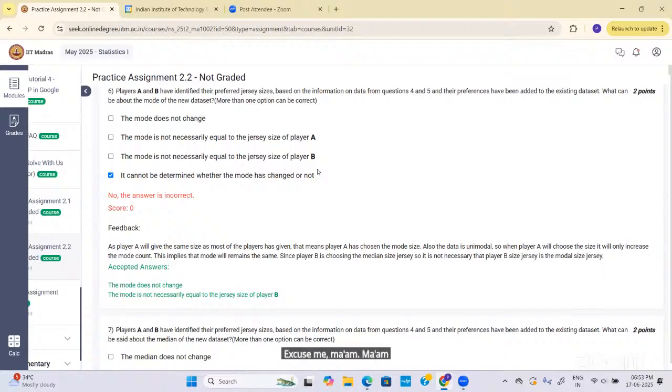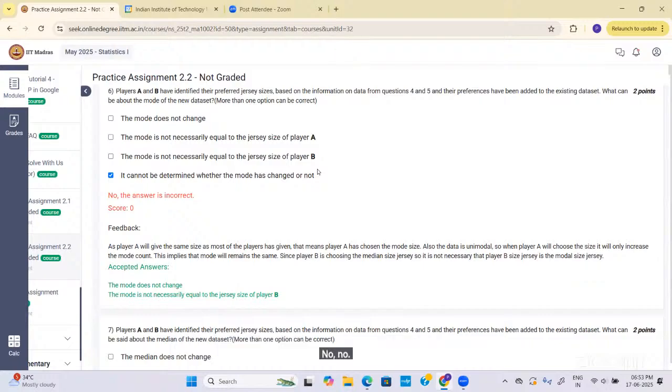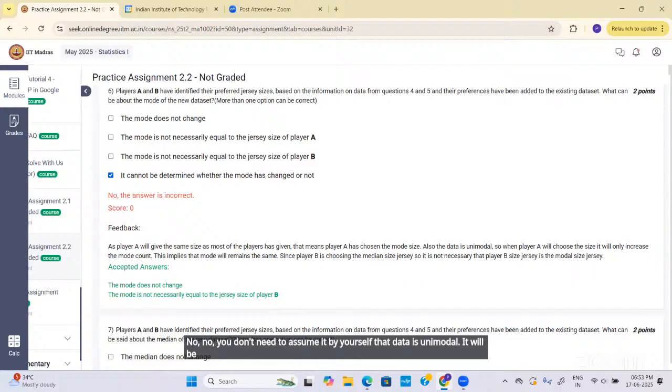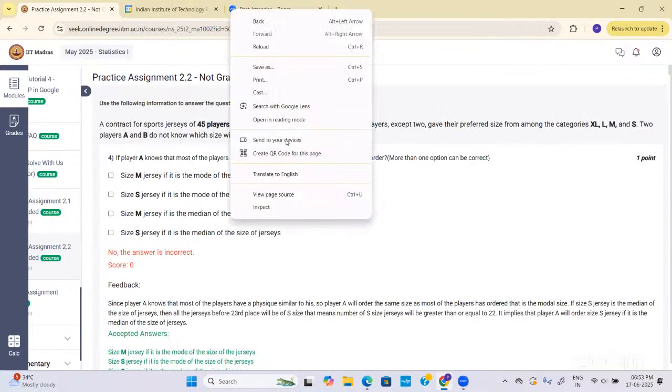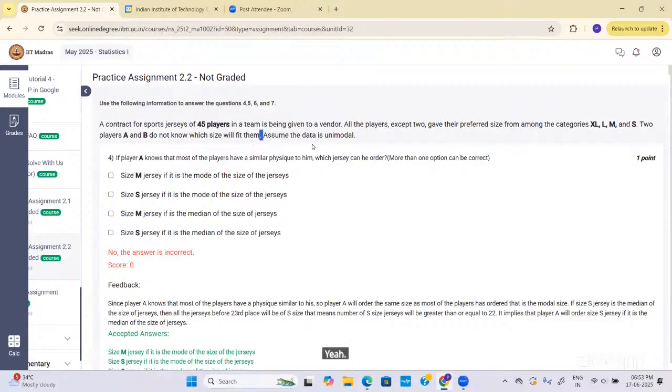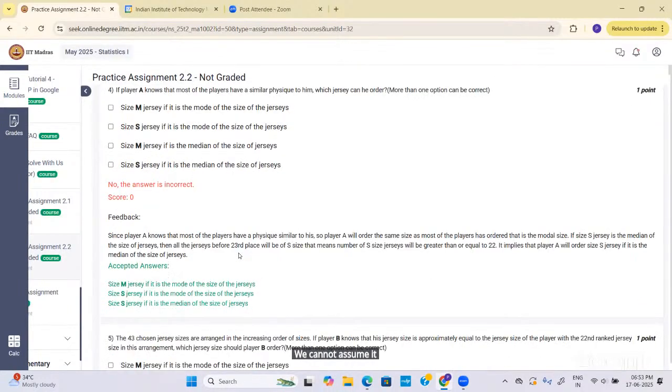Excuse me, ma'am. For any question provided in the exam, do we need to assume that the data belongs to a unimodal distribution by default? No, you don't need to assume it by yourself that data is unimodal. It will be mentioned. See, in this question, it was mentioned. Yeah, here it is mentioned that I do assume the data is unimodal. We cannot assume it by ourselves. Okay.